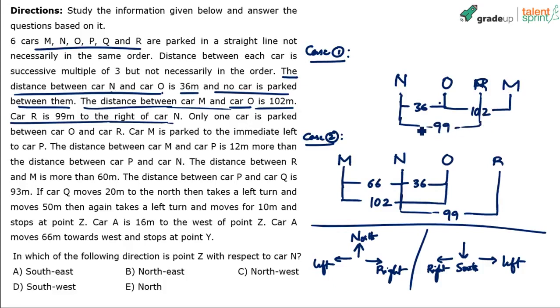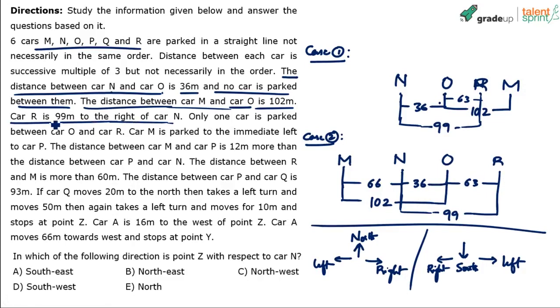Total is anyway 99. But distance between O and R, can anyone tell me the distance between O and R? See, total is 99. From this, you subtract 36. What is left out? 63. So, I can say the distance between O and R is 63. 63 plus 36 is 99. Here also, what is the distance between O and R? 63. Yes or no? The distance between O and R can be taken as 63. In both the cases, we get the same thing, right? That's the idea. You are able to follow.